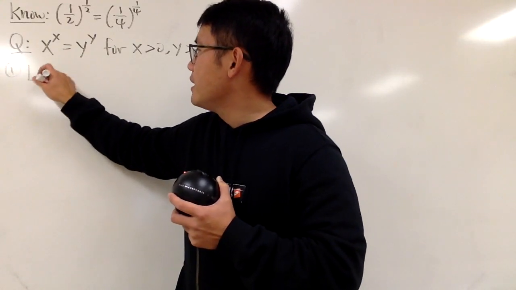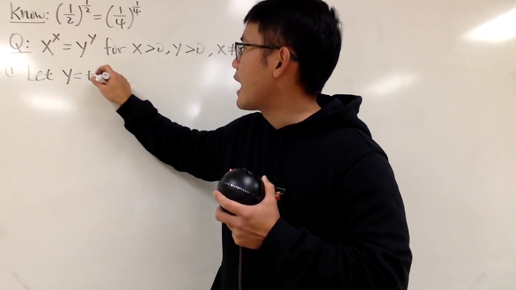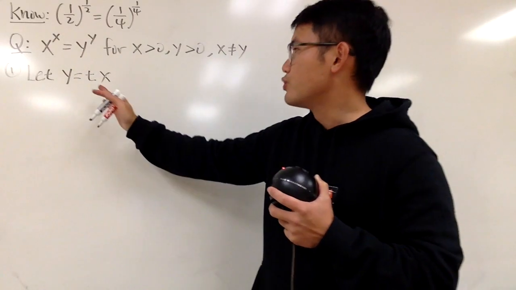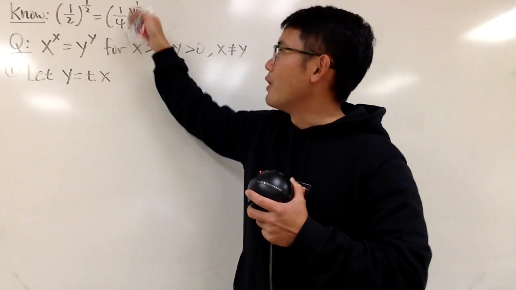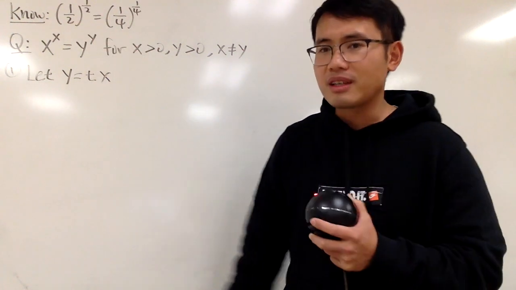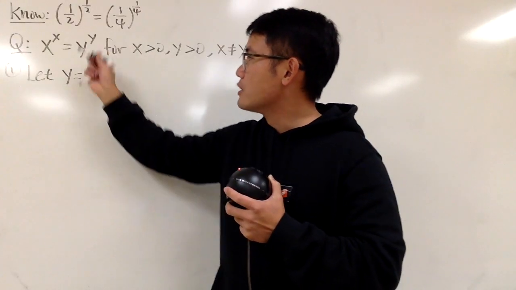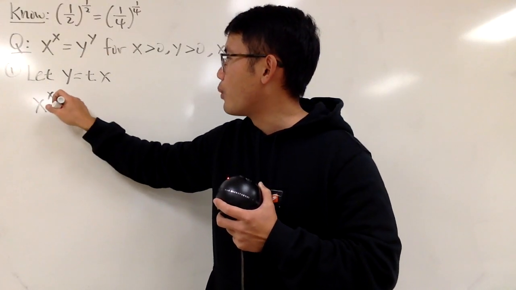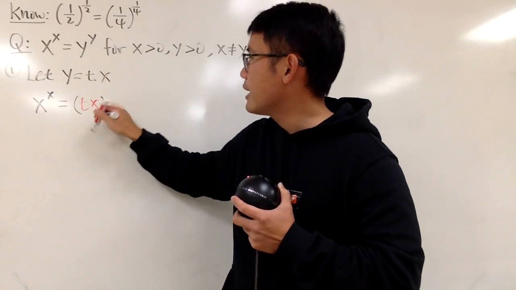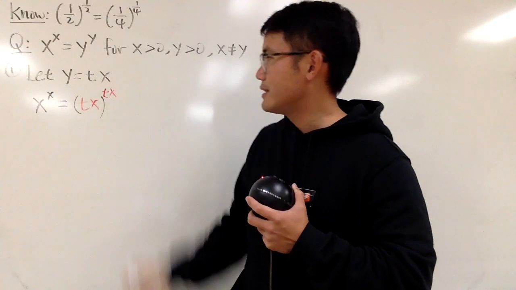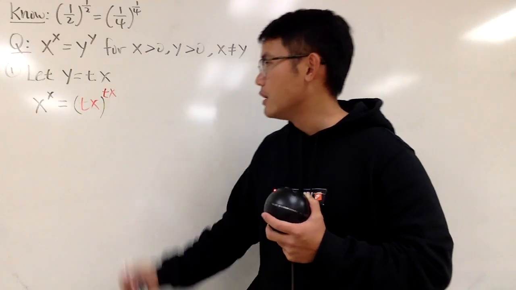I will begin by letting y equal to, I need a parameter, I will just call that t, times x. Because you can assume that maybe y is just a multiple of x, just like this. Well, 1/4 and 1/2, right? Maybe just like a constant multiple. And starting from here, you can just put tx into y. So you will see that on the left hand side, we get x to the x power equals (tx), for the base, and then raise that to the tx power like this. And your goal is to get x by itself in terms of t.